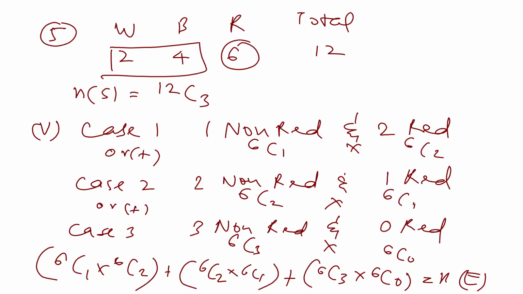Next, none is black. Not a single one is black. Basically we are pulling out three balls and not a single one is black. So all three will be from some other category, that is white or red. So I'll just list down what is black and non-black. Black are 4 and non-black are 8.